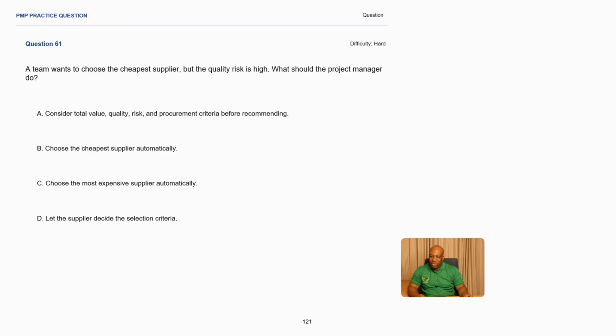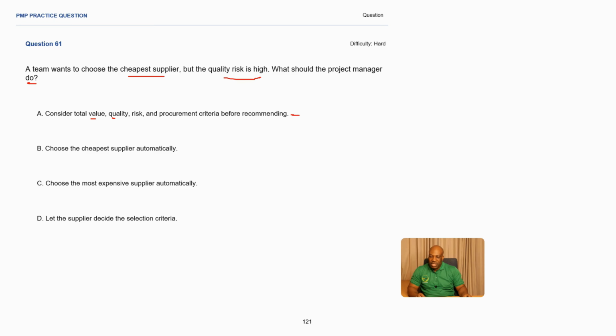A team wants to choose the cheapest supplier, but the quality risk is high. What should the project manager do? Okay, so what is our problem statement here? The team wants to choose the cheapest supplier, but the quality risk is high. What should the project manager do? A, consider total value, quality risk, and procurement criteria before. Okay, I like this one because they are considering value here and also the quality.